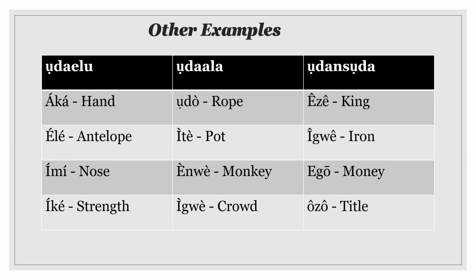Let's look at other examples of words that has udelu. Okay, here we have aka, aka, ele, imi, ike. I don't know if you get the pattern, the way it sounds high, high. Aka, ele, imi, ike. Your voice never goes down.